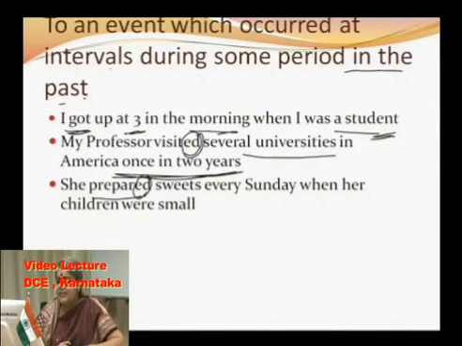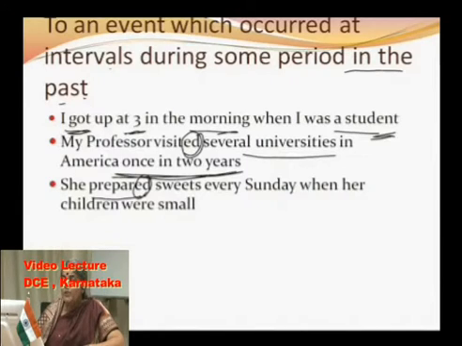The third way is that it refers to an event that happened in the past. It would have occurred at intervals during some period in the past. Some intervals, an event that took place at one time, in one period. I got up at 3 in the morning. I got up at 3 in the morning when I was a student. Look at the words, when I was a student, I got up at 3.